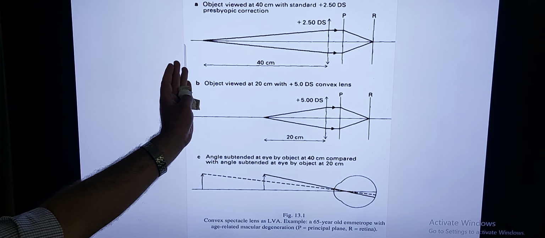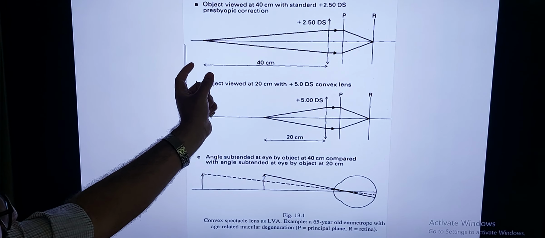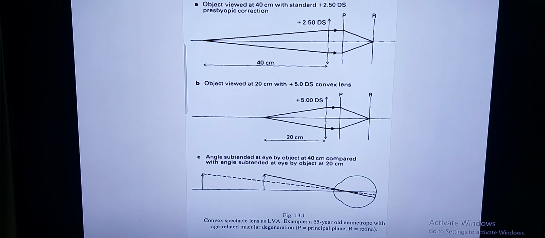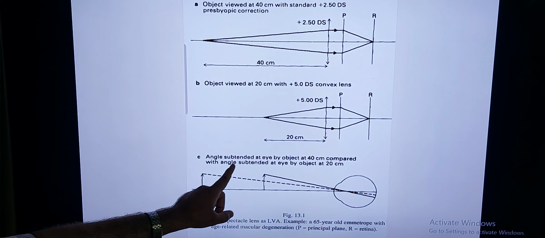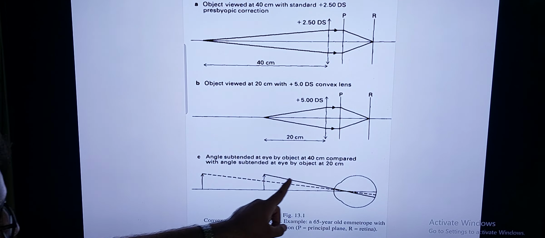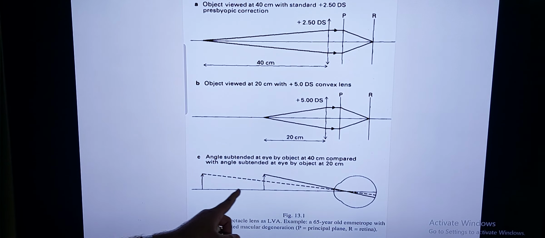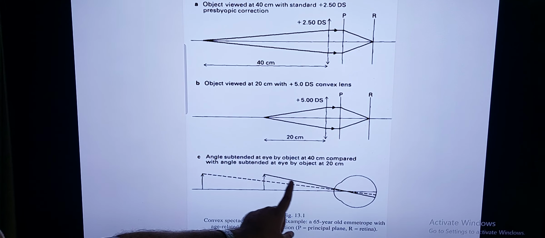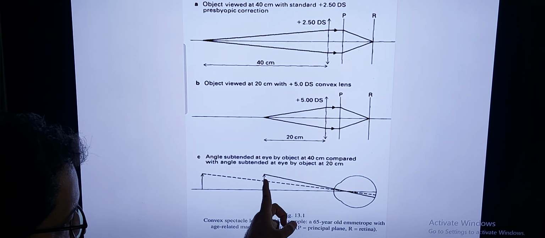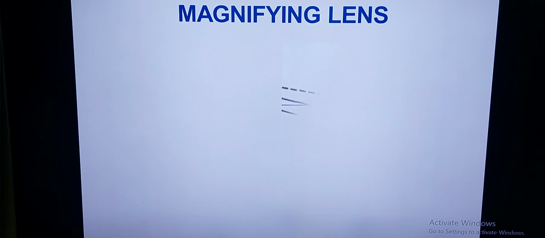So the principle involved here is that if the object is placed at half of this distance, it will present an enlarged image. The principle is the angle subtended at the eye by the object at 40 centimeters compared with the angle subtended at the eye by the object at 20 centimeters. If you can see here, the angle subtended at 20 centimeters is much greater as compared to the angle subtended at 40 centimeters. So you can see here the image that is produced is enlarged as compared to the object when it was placed at 40 centimeters.